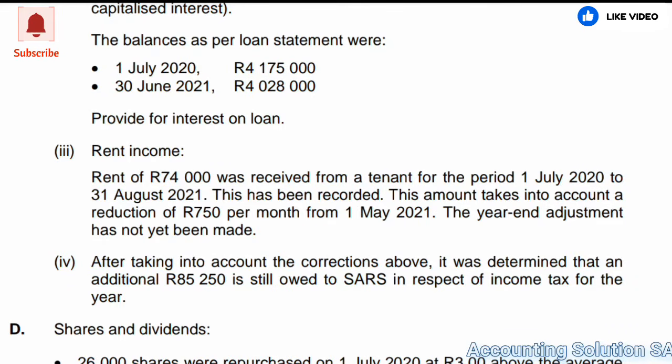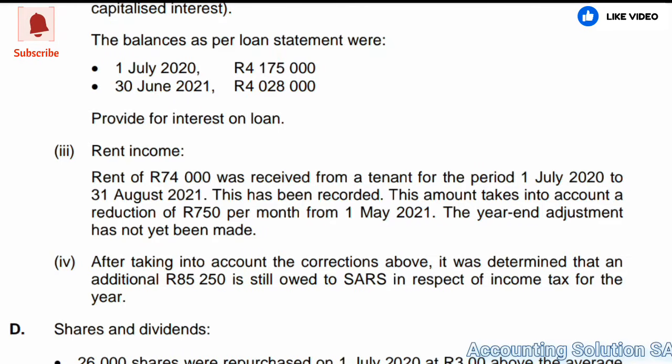Okay, which means that the increment was how much? It was 3,000. Okay, it was 3,000, which means that out of 74,000, there was an increment of 3,000. Okay, now what we have to do, we have to say 74,000 minus, okay, apologies guys, it's not an increment, it's a reduction. Okay, in other words, the rent was reduced by 750,000.